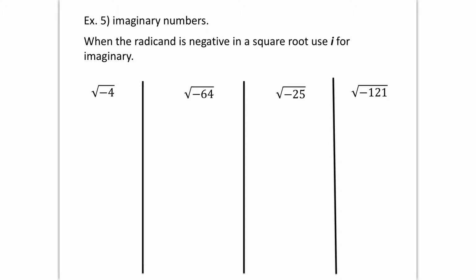You notice that all of these radicals have a negative number inside of the radical, okay? So that means the radicand is negative. When you have a negative radicand inside a square root, you cannot actually find the answer. But we use something that is called imaginary numbers in order to simplify. So let me explain what I mean right now.